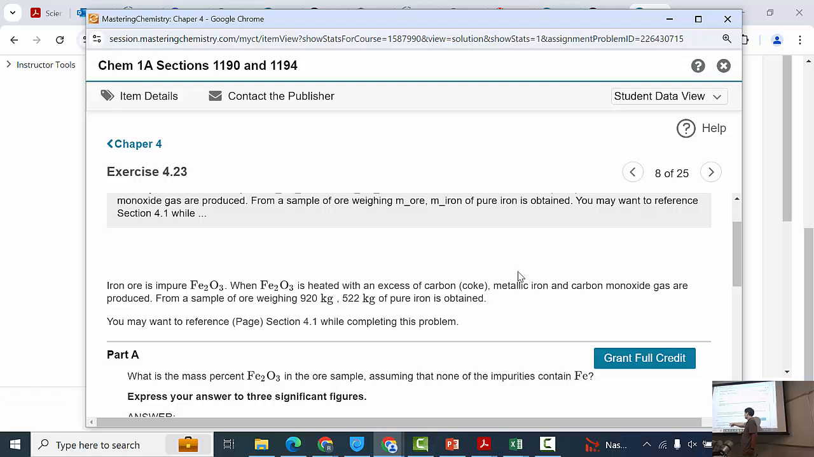What is mass percent? Well, we could do different mass percents. For example, I could have asked you, what is the mass percent of iron in this ore? The mass percent of iron in this ore would be 522 kilograms of pure iron divided by 920 kilograms of ore. So it'd be more than 50% here, maybe 60% roughly iron. But what they're asking is they want the ore component, iron 3 oxide. So we have to do a little bit of stoichiometry.